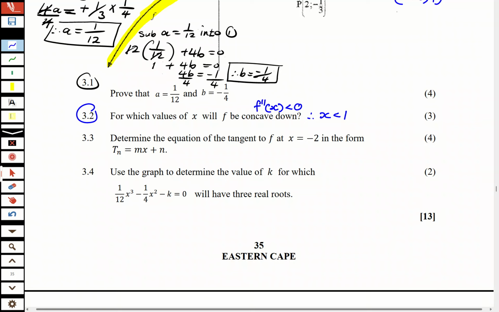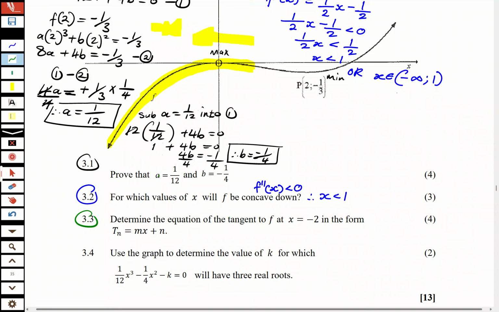So now let's take a look at the next question. This is 3.3. Determine the equation of a tangent to f at x equals negative 2 in the form T(x) equals mx plus n. In this case, it is no longer y equals mx plus c. Understand? So now this way we have to determine the equation of a tangent. So guys, whenever you hear about the tangent, a tangent has a gradient.